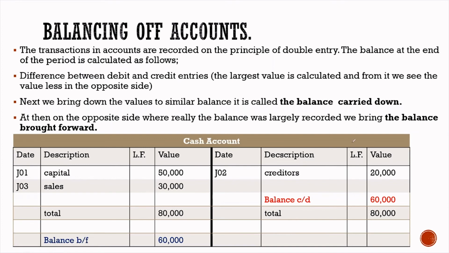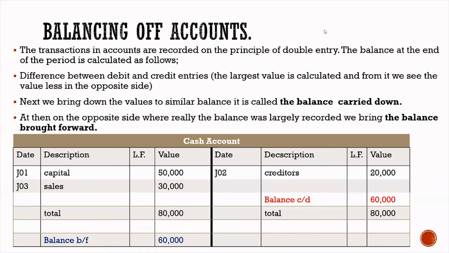When we have a lower valued side, we carry down the higher valued difference and balance it to the same total. After that, the carried down amount will be brought forward to the next year by taking it to the same side the higher value was recorded, right? So on the debit side, we have a balance brought forward. Is it 80,000? No, it is the same amount of 60,000. That is what I have recorded here.